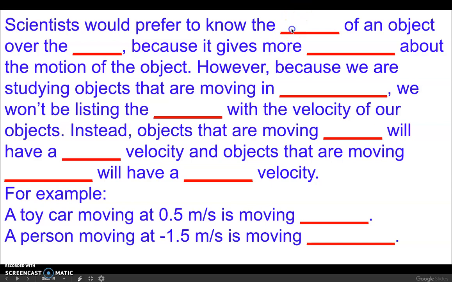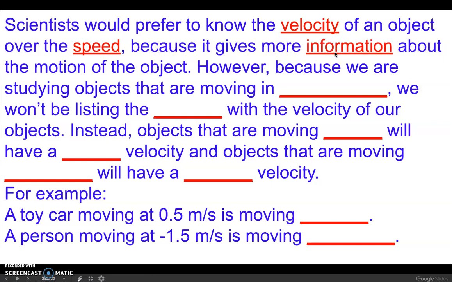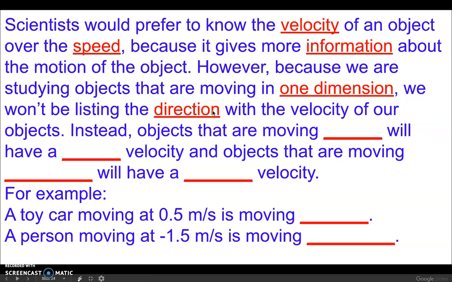Okay, and so scientists would prefer to know the velocity of an object over the speed because it gives more information about the motion of the object, right? As a scientist, I can do a lot more if I know the direction that something's traveling along with how fast it's going, as opposed to just how fast it's going. However, because we are studying objects that are moving in one dimension, we won't be listing the direction with the velocity of our objects for the most part in this unit.